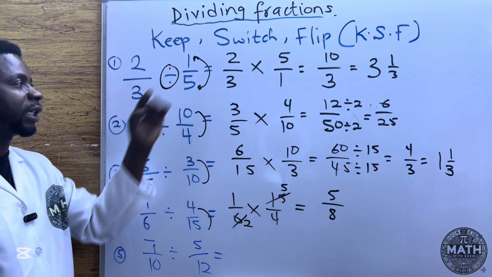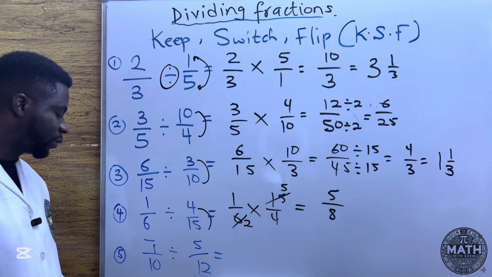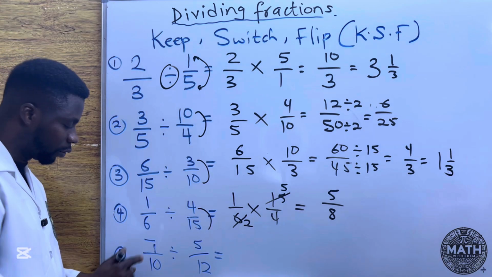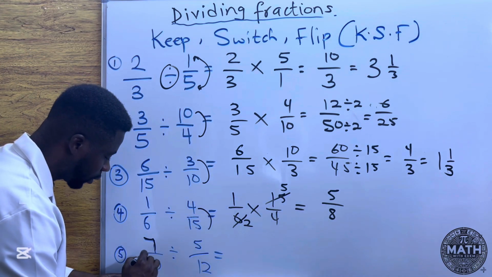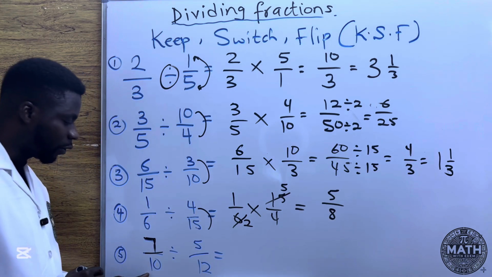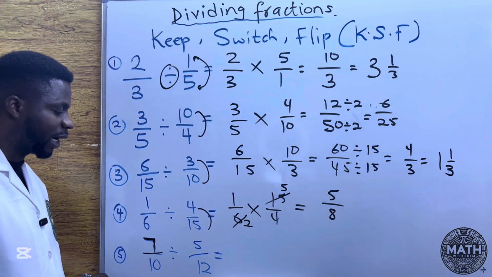Alright guys, if you understand this lesson, I want you to try question number 5 on your own. You have 7 over 10 divided by 5 over 12.